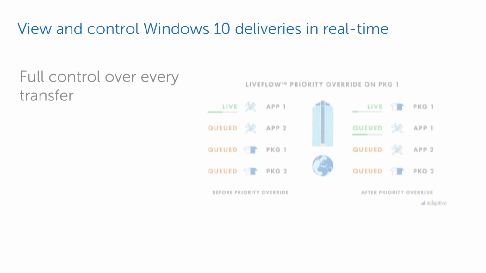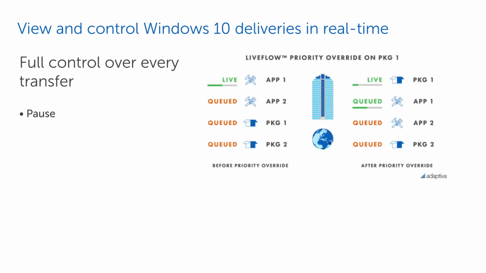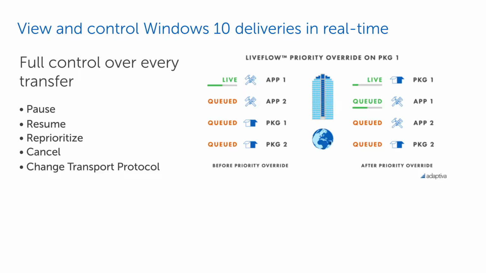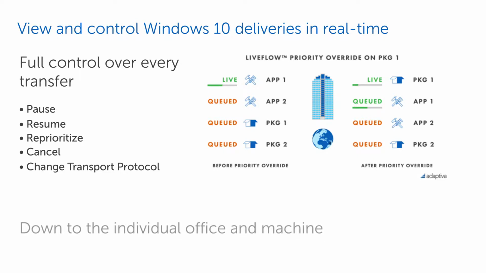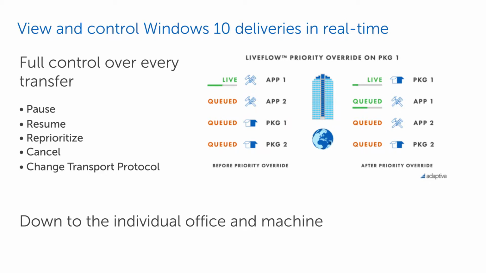Not only do you have insight into where your content is at and where it's going, you also have full control over every single transfer, meaning you can pause the transfer if necessary and then resume when you're ready. You can reprioritize to up to 256 different granular levels of priority. You can cancel transfers, and you can even change the transport protocol, down to the individual office and machine.